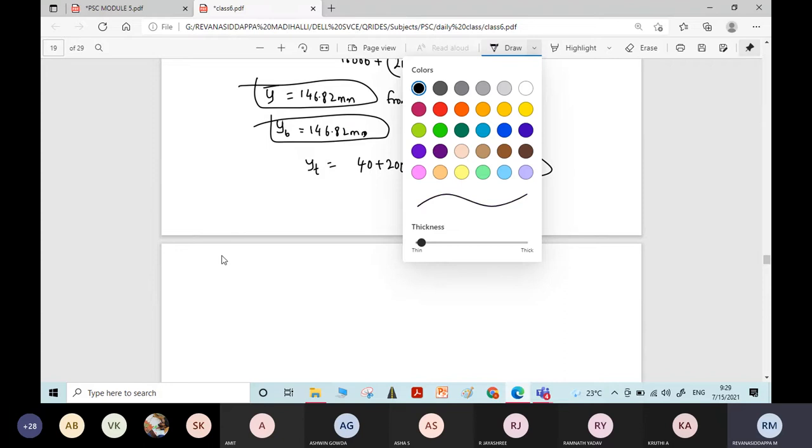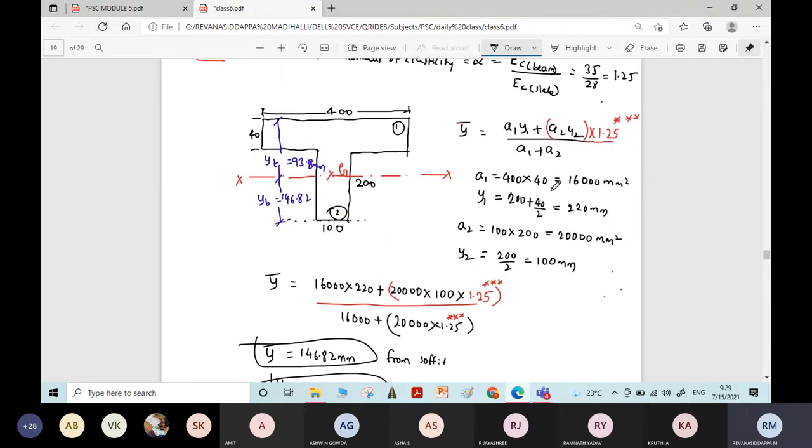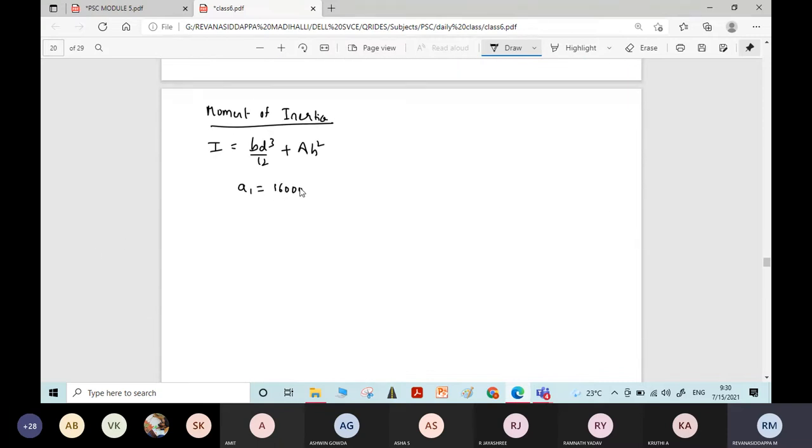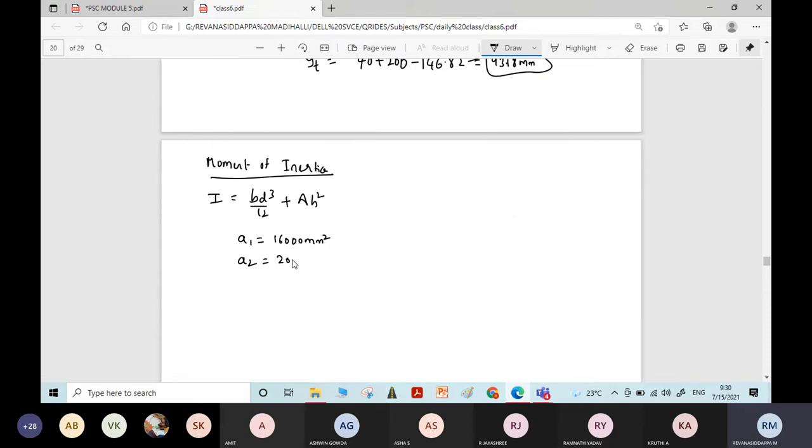Write the side heading as moment of inertia. We have the formula for finding the moment of inertia: I is equal to BD cube by 12 plus A H square. Now A1, A2, H1, H2 you find, corresponding to rectangle 1 and rectangle 2. A1 we have already determined, 16,000 mm square. Then A2 is 20,000 mm square.